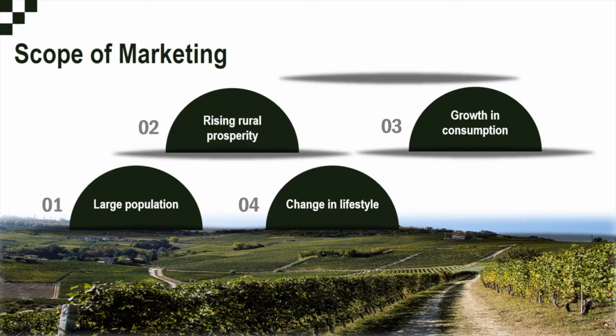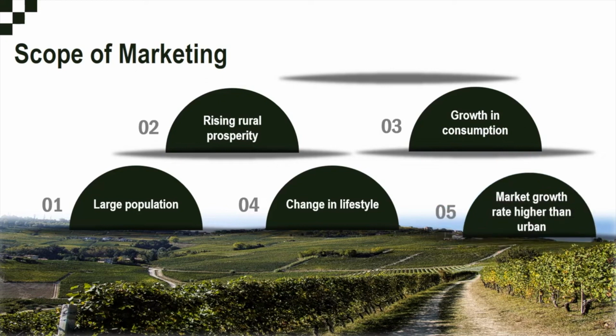Then market growth rate is higher than urban markets, which is very important. So, that is something which motivates the companies to concentrate on this area. The growth rate of FMCG market and durable market is high in rural areas.